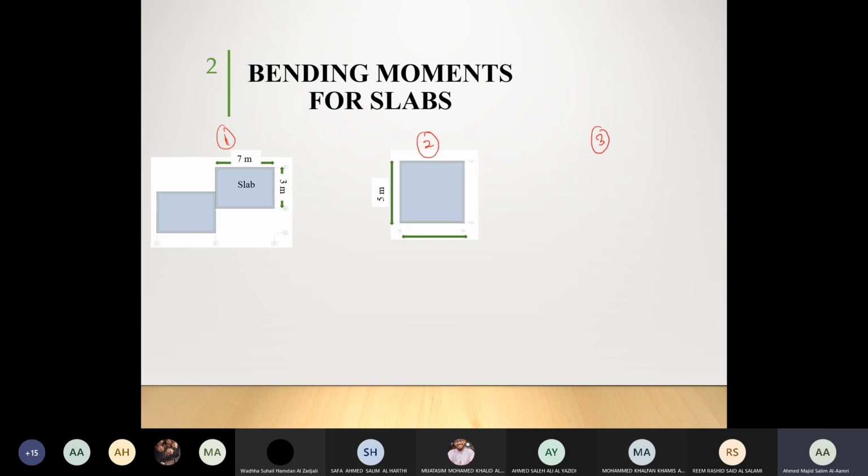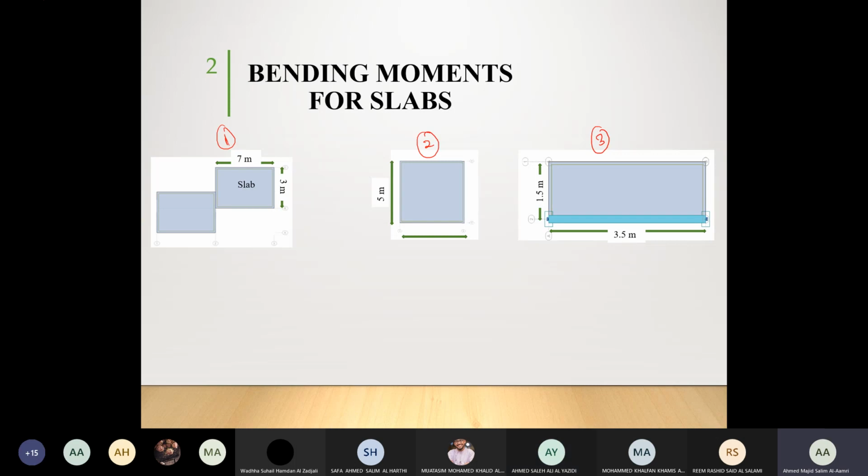Now, case number 1, case number 2, and case number 3. For case number 1, is it a one-way or a two-way slab? 7 divided by 3, is it more than 2 or lesser than 2? 7 divided by 3 is more than 2, so it's going to give you a one-way slab.